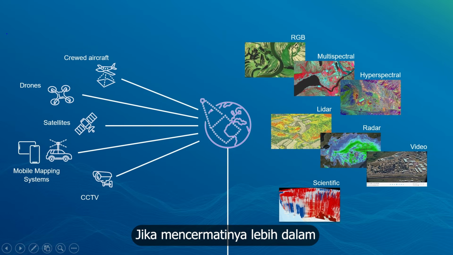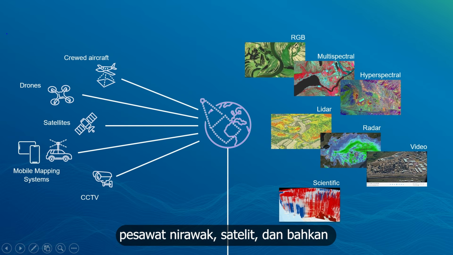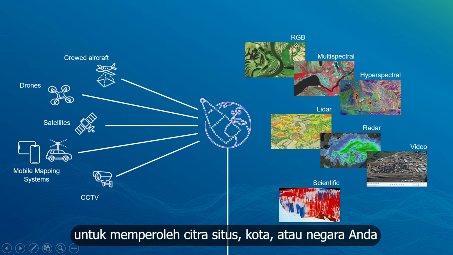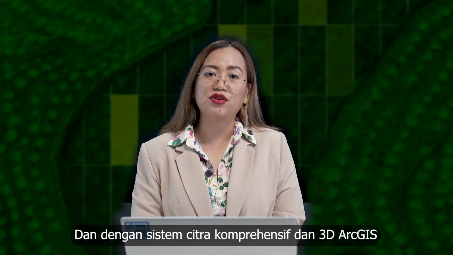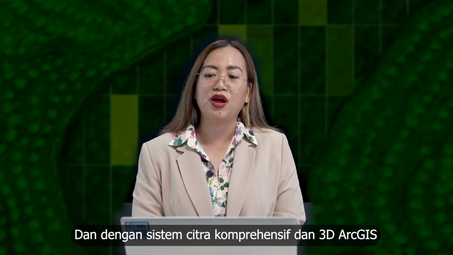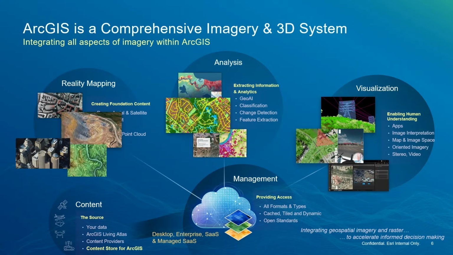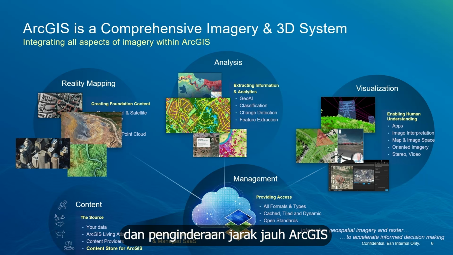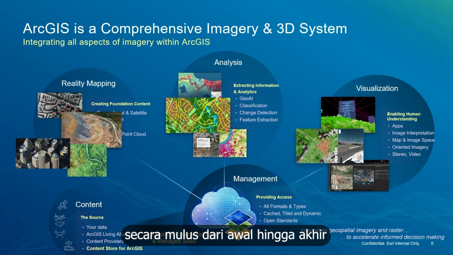Looking into it a bit more closely, you as an organization may be working with crewed aircraft, drones, satellites, and even MMS or your mobiles and CCTVs to acquire imageries of your sites, cities, or countries. And with ArcGIS Comprehensive Imagery and 3D System, we provide a solution to tap into all this data. This is a scalable solution that seamlessly integrates imagery from beginning to end.